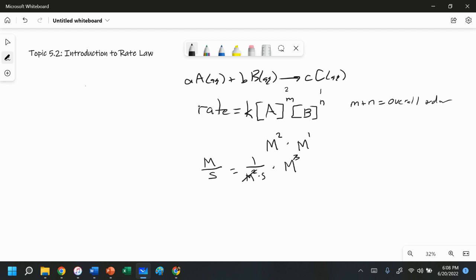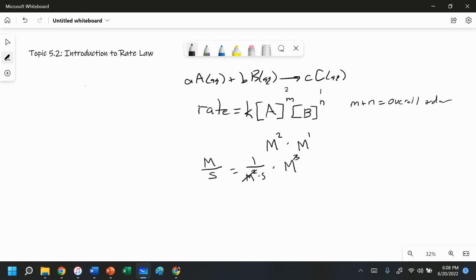And molar times inverse seconds gives us molar per second. So we can figure out the units of K by looking at the overall order, and in the denominator having molarity to 1 less than the overall order, times seconds. That's a question that will pop up quite often on the AP test, so keep that in mind: trying to figure out the units of K on the rate equation.